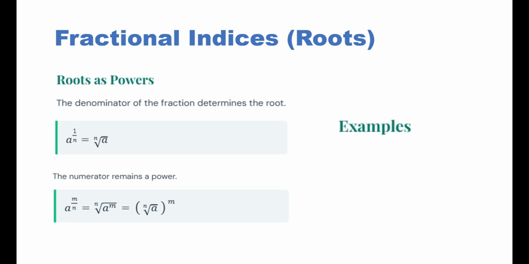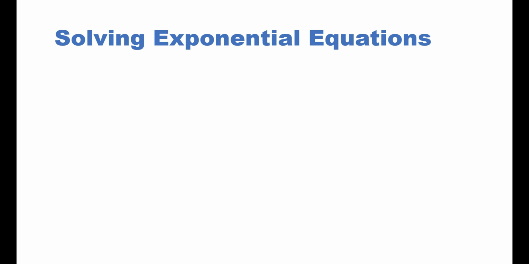Now, lastly, we will discuss solving exponential equations. This is more like an application of the indices that we have been doing. So, we use what we call the same base method. This method states that if we have two terms in an equation with the same bases and unknown indices, it means the indices are equal to each other. Suppose we have a to the power of x equal to a to the power of y. It means x is equal to y.